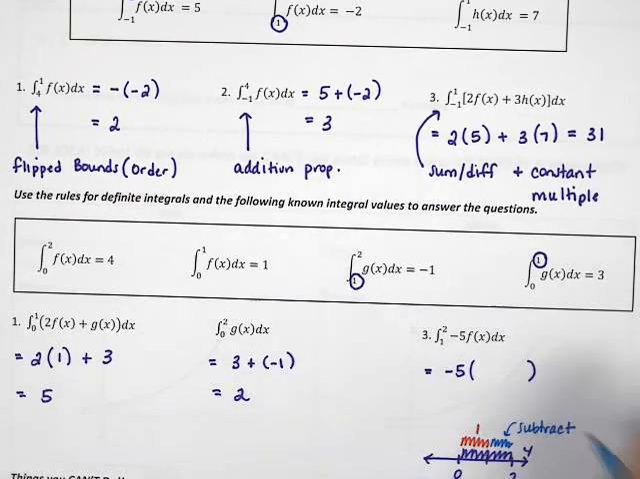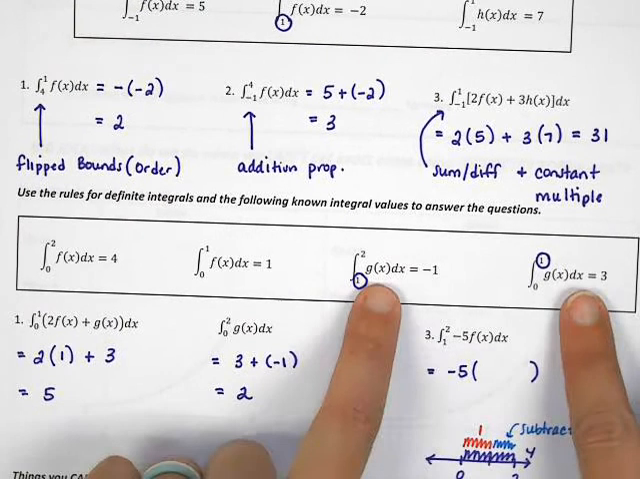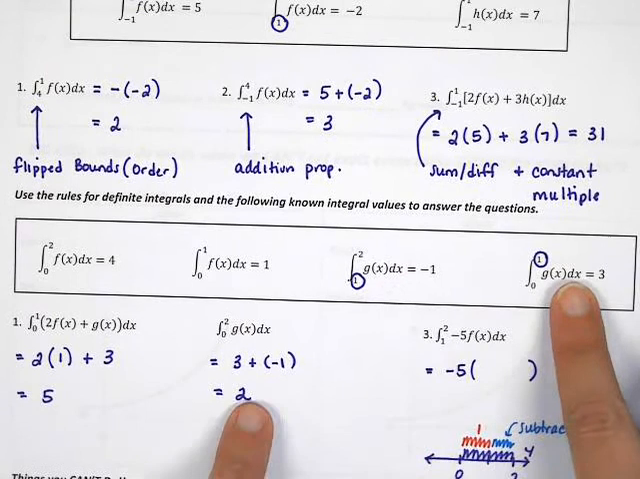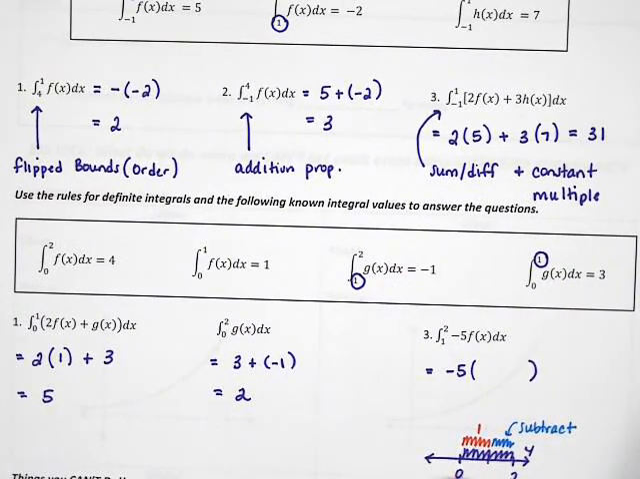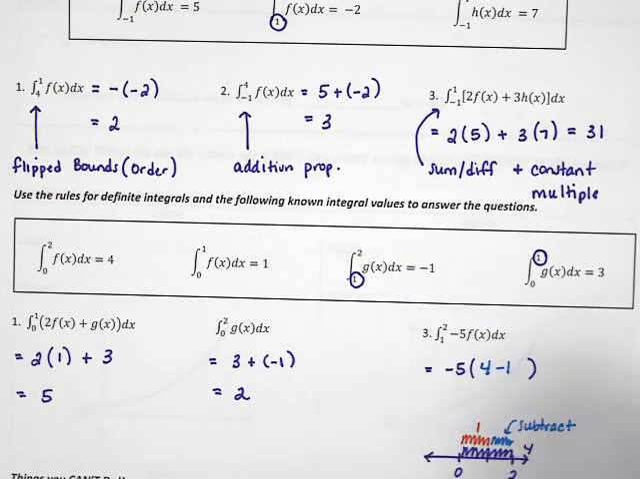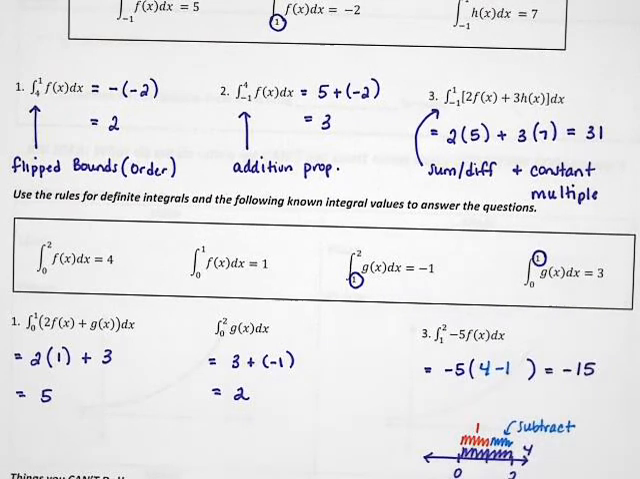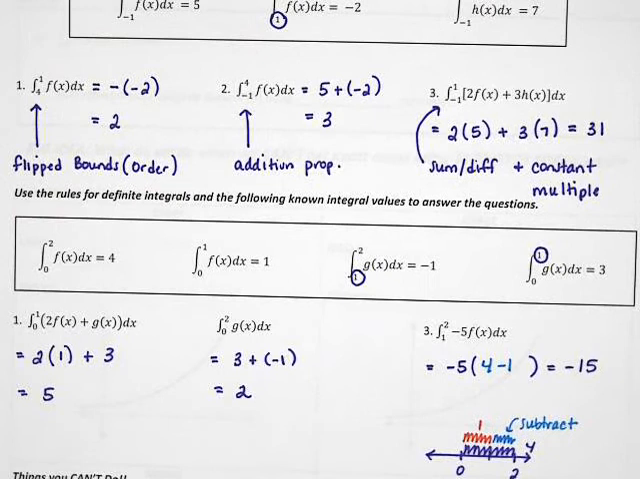This is sort of an extension of the property we used here where we combined these two integrals. If we know the whole thing, we can subtract to get a smaller piece. So to subtract, I would do 4 minus 1, which is 3, so my area would be -15. It's sort of subtraction instead of addition.